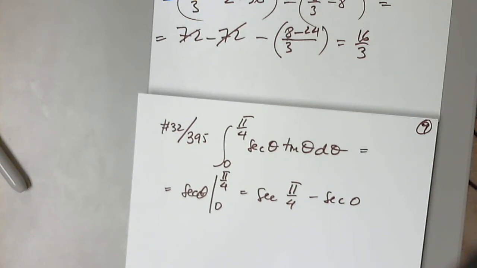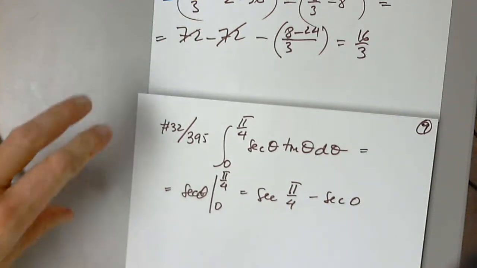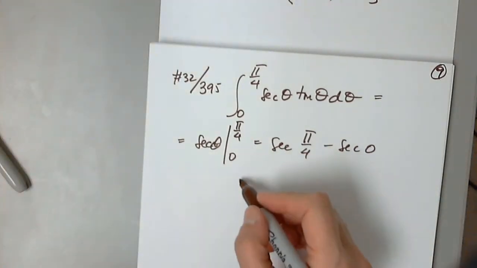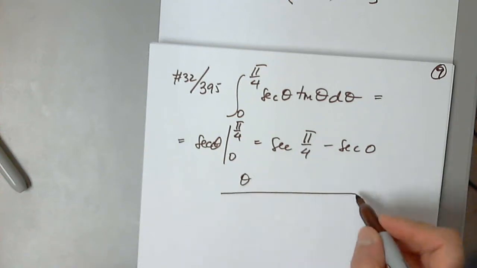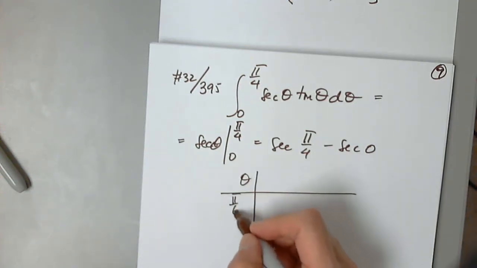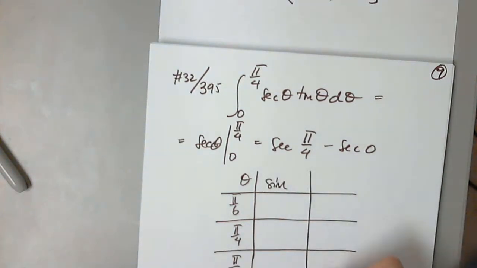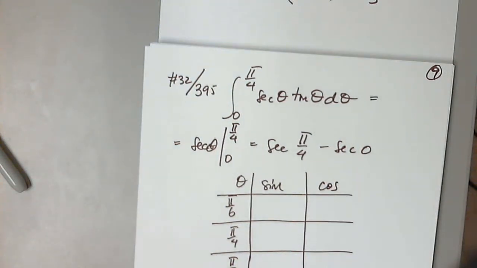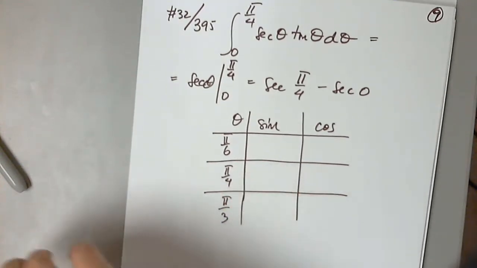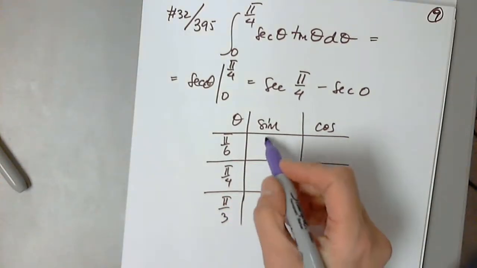Now I have to determine what secant pi over 4 is and what secant 0 is. Who cares about secant? Secant is 1 over cosine. So let me show you that little table that I highly recommend to remember. So this is sine, and this is cosine. This is the smallest angle, this is the largest angle, and pi over 4 is right in the middle. All you have to remember is this.